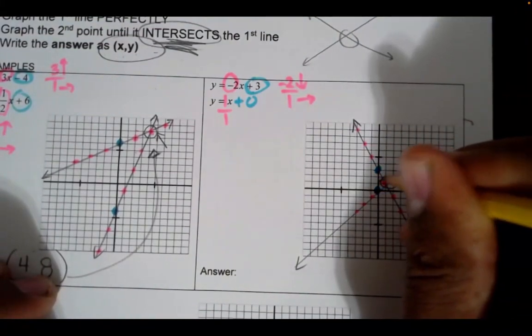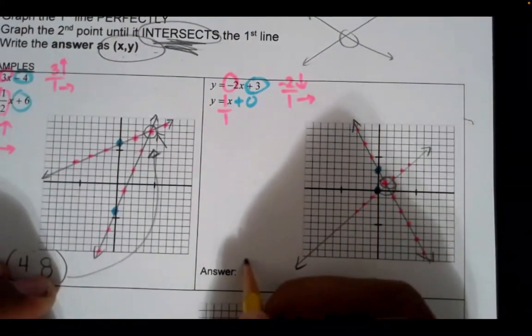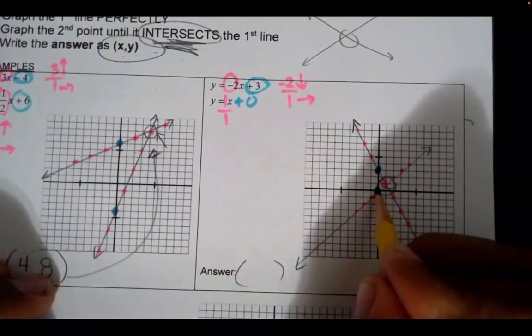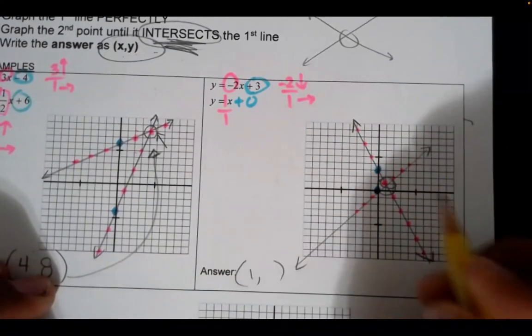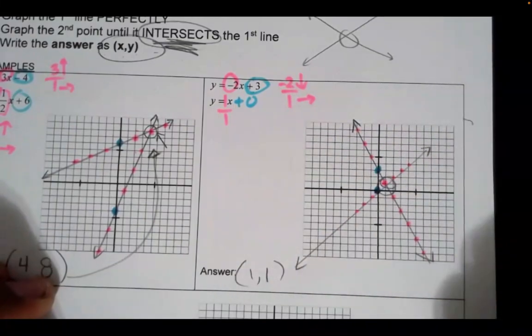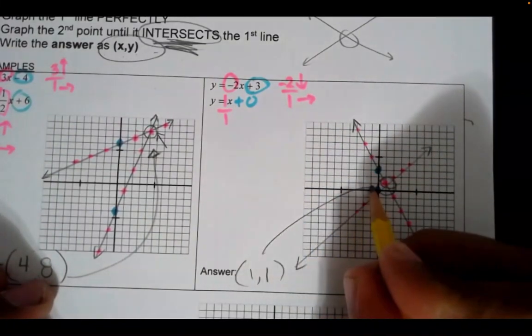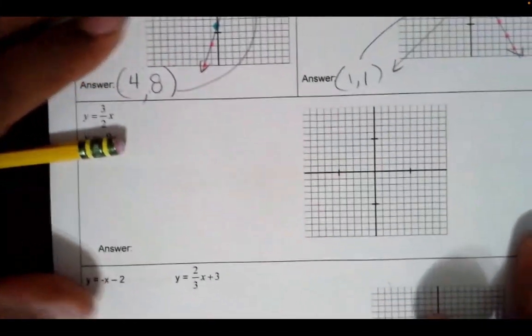And again, where they meet is the solution. To get to that point, I go over 1 to the right, and then up 1, so the y value is 1. Okay, so that's your answer there. Okay, so now going on down to this one in the middle.